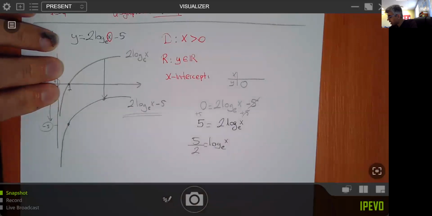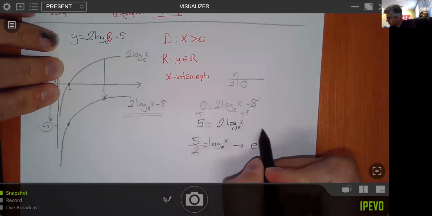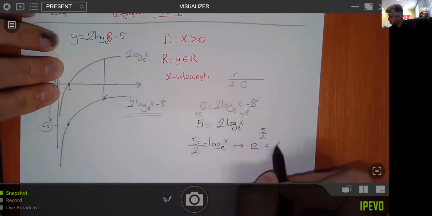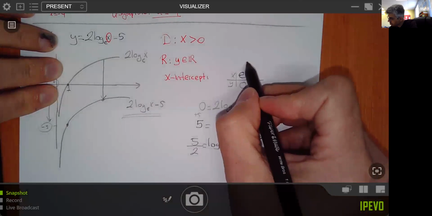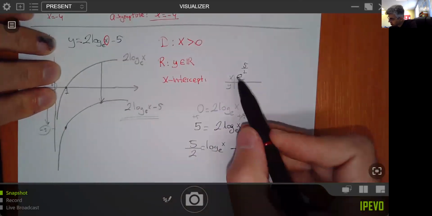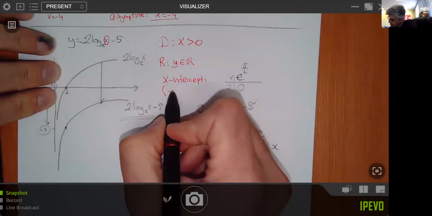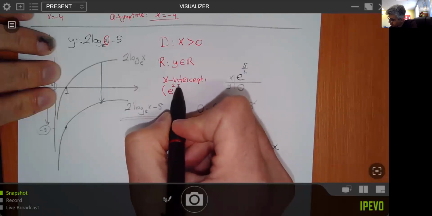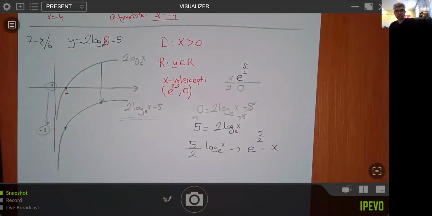And then I write this as exponential, guys. So e to the power of 5 over 2 is equal to x. We got the x value. That is the x-intercept, guys. So where y is equal to 0, we have the x value. That is e to the power of 5 over 2, or I can write 2.5, and 0. And what was the other question? Asymptote.